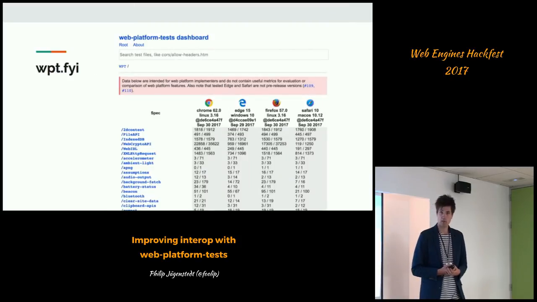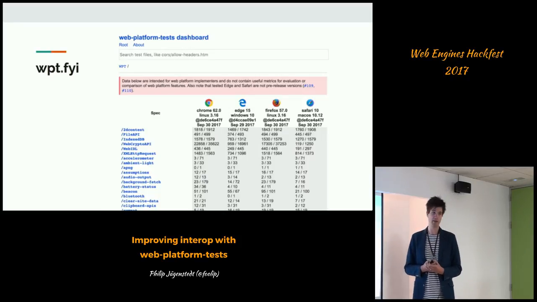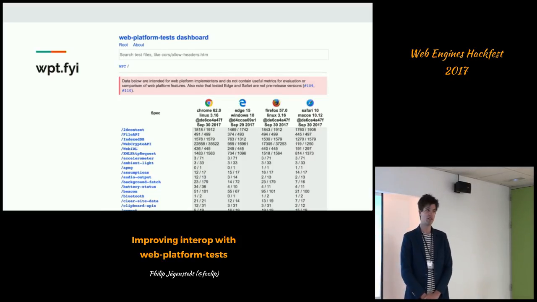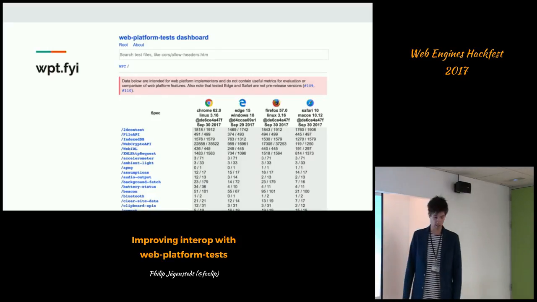We also built the dashboard. This is wpt.fyi. It's pretty much what you would expect. All the tests are running in all these four browsers every day. And you can drill down into the results, individual tests, and see why they're failing. And there are some numbers here that we'll get back to, what they're supposed to be and how they're going to change.